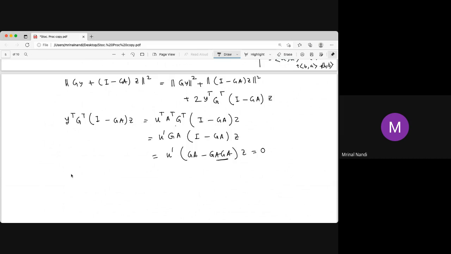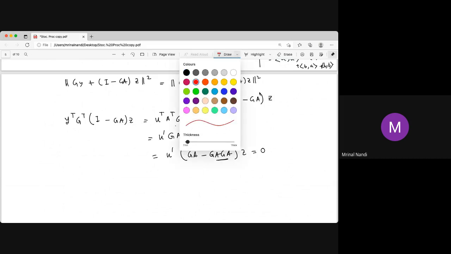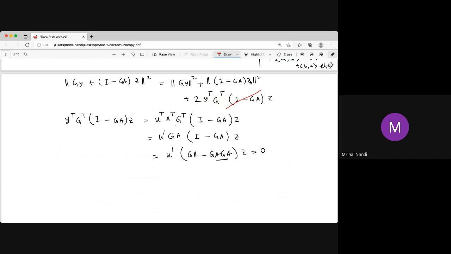That means what we get? This part goes to 0. Yes, this is 0. So we have this greater than or equal to, since the norm is always positive, the norm square of G y. So that proves one side.